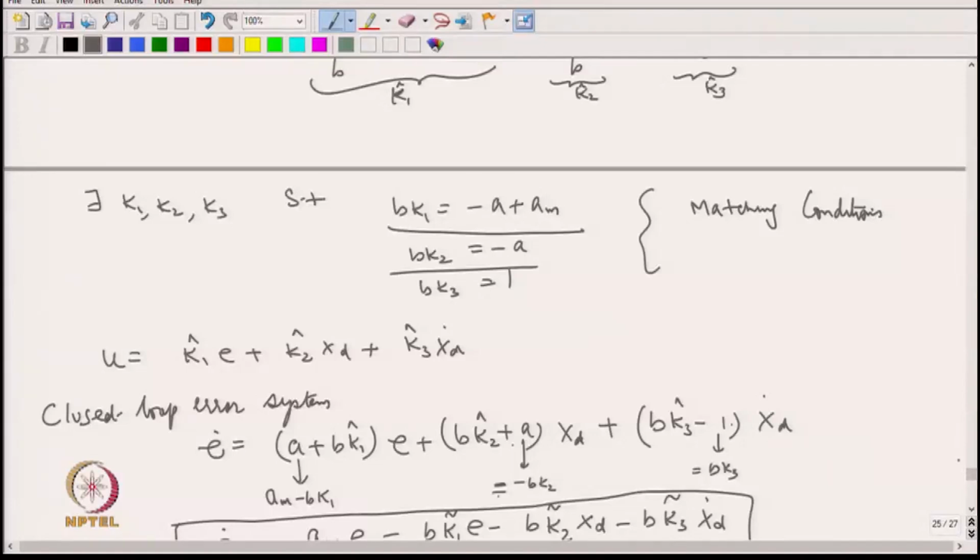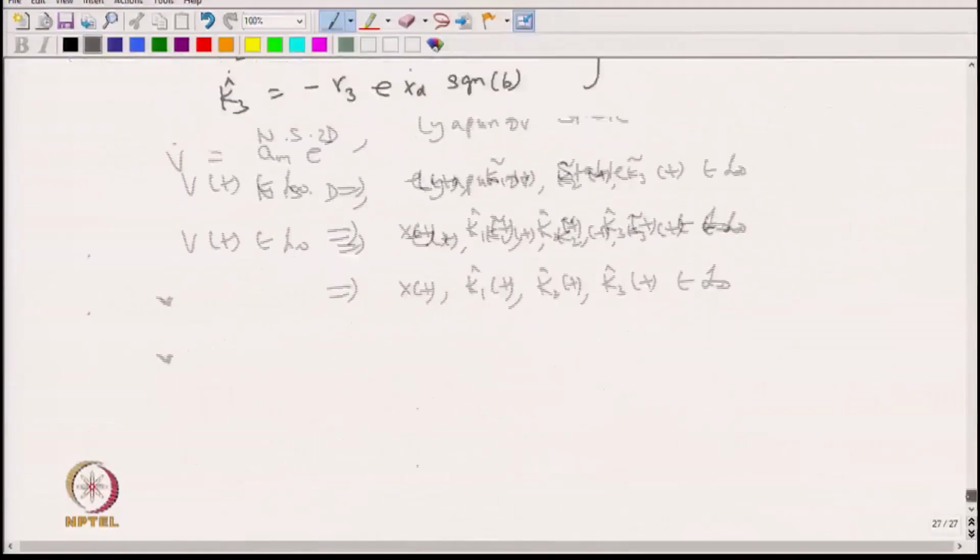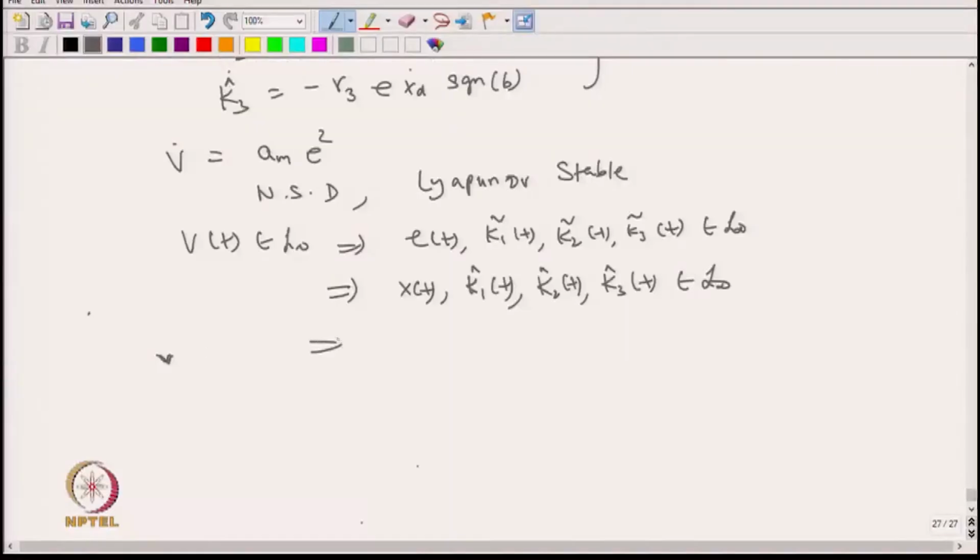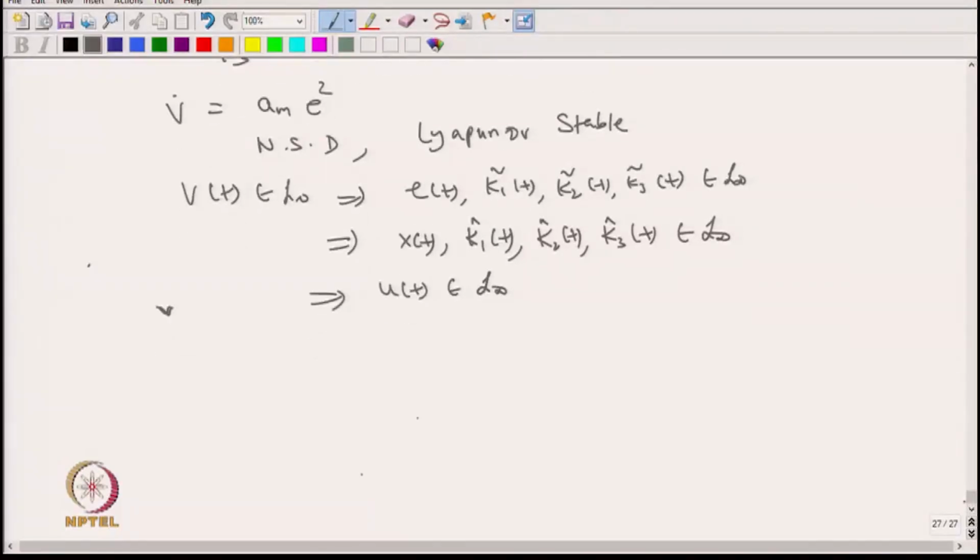Okay, so here we see that k1 hat is bounded, e is bounded, k2 hat is bounded, x of t is bounded, k3 hat is bounded and x dot of t is bounded, because that is something that we had assumed. So, since all these terms are bounded, what we can say is that the controller u of t is also bounded. Okay. So, what we have not shown here so far is that the tracking error e of t goes to 0.